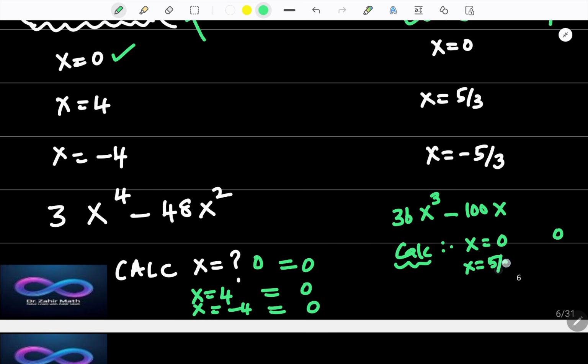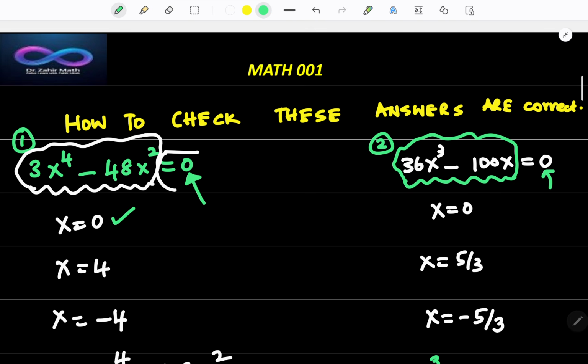Put x is equal to 5 by 3. Again press calc. Okay. And you will get 0. Put x is equal to, again press calc, x is equal to negative 5 by 3. You will get 0. Do I need to get 0 every time? No, no, no. Keep in your mind, this answer you should get it in the calculator. But for this question, you are having 0 on the left hand side.